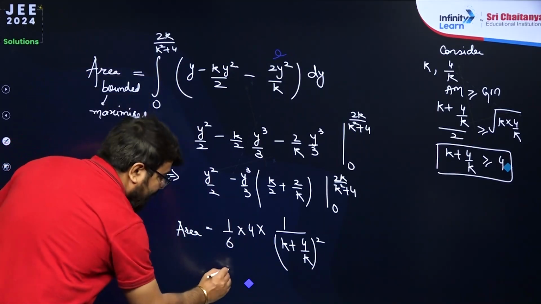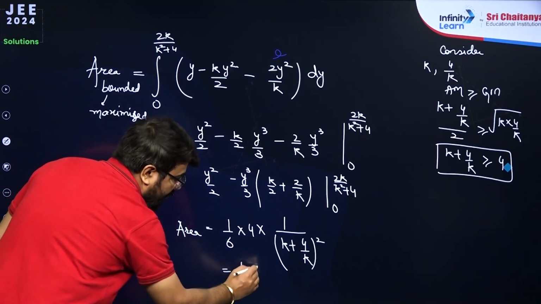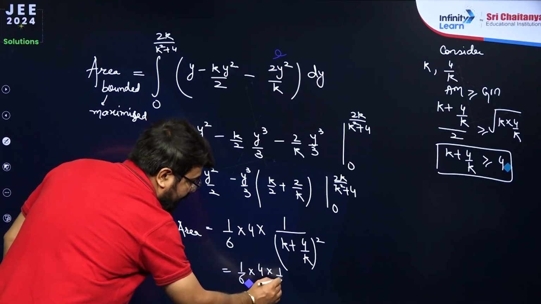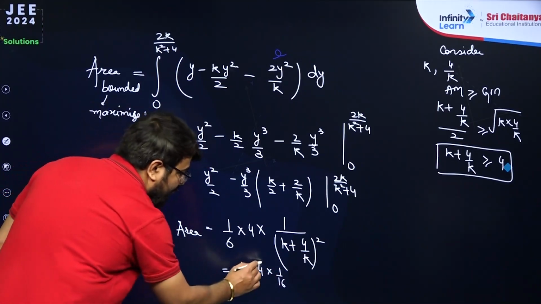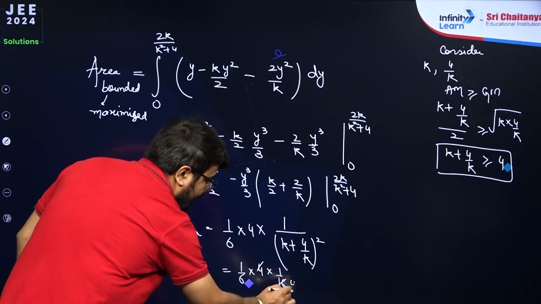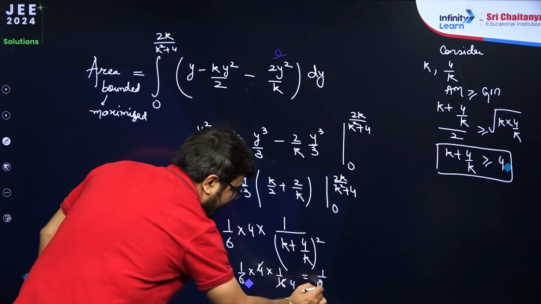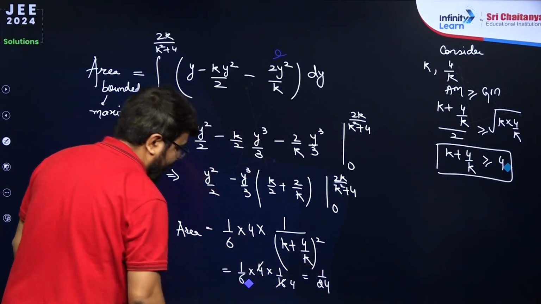So if I keep 4 here, it will become 16. So it is 1 by 16. Here it is 4 and here it is 1 by 16. So my dear students, this will get cancelled and here it is 4. So I will be able to get the area bounded as 1 by 24.